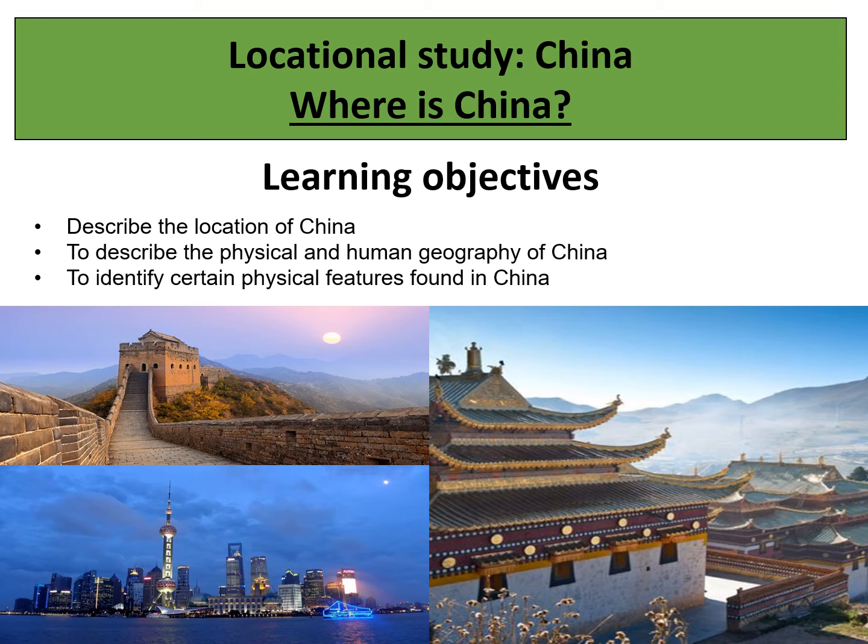Okay, year 7. So in today's lesson, we are going to be zooming into China. So we're moving away from looking at Asia as a whole. We're going to be zooming into China, and by the end of this lesson, we're going to be able to describe the location of China, to describe the physical and human geography of China, and to identify certain physical features which are found in China. So let's start the lesson then.